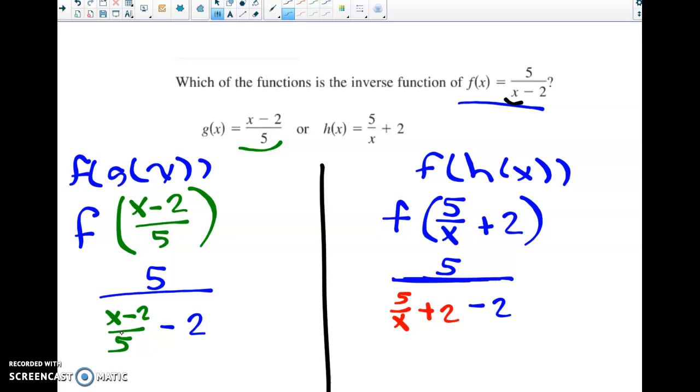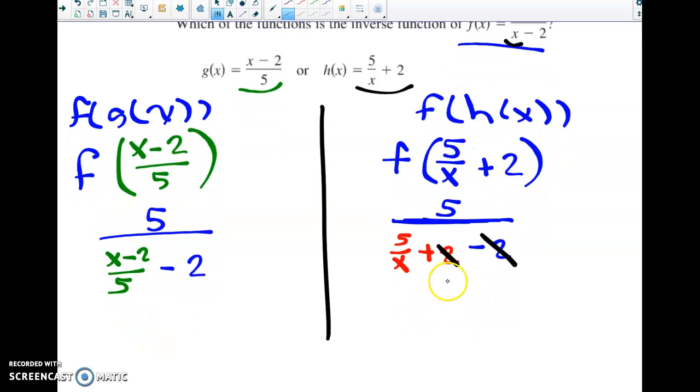On the right-hand side, I did f of h of x. H of x is 5 over (x plus 2). We were plugging that in for x in the bottom. Now this looks more like, ooh, the 2's are going to cancel. This one may be more promising than the left-hand side. So the 2's cancel here. So now I'm left with 5, be careful, divided by 5 over x.